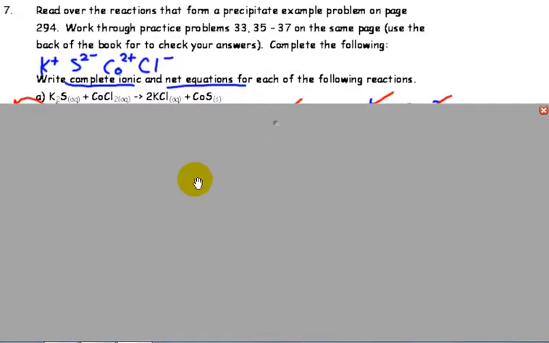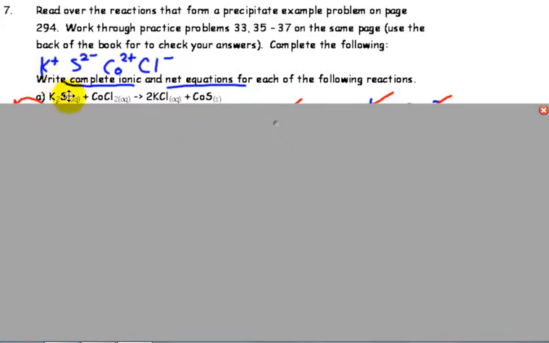Okay, so we'll take a look at an example here. Write complete ionic and net ionic equations for each, given the overall balanced equation here. So we have potassium sulfide and cobalt(II) chloride, yielding potassium chloride and cobalt(II) sulfide. Now at this point, I'm simply giving you the information that this is the precipitate. Once again, the lab will do that after this. We'll look at that in more detail.